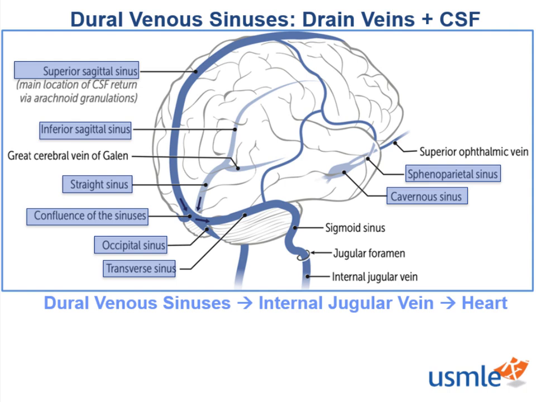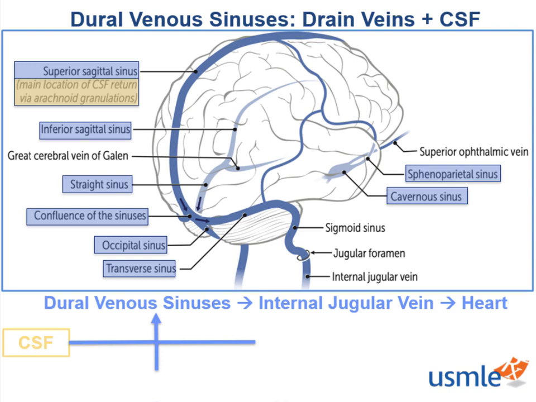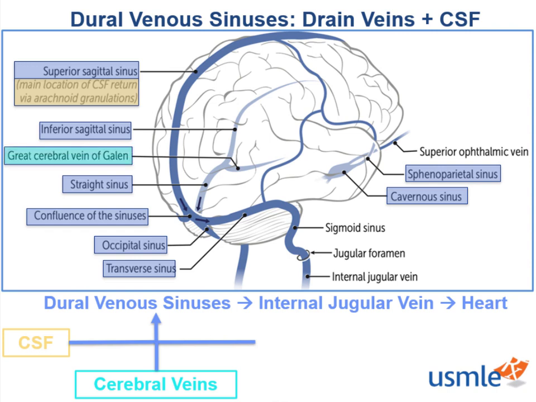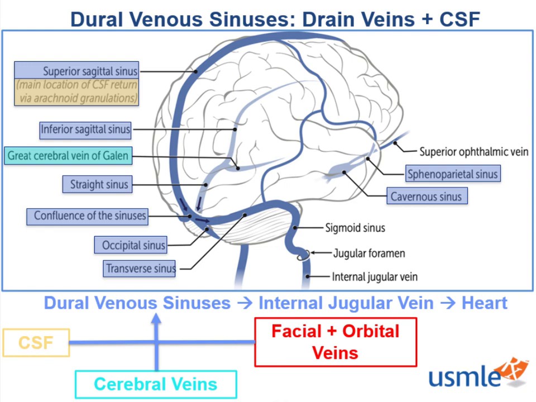Let me give you examples. CSF mainly flows into the dural venous sinus system via the superior sagittal sinus. I said this twice on purpose, friends. It's that high yield. Cerebral veins drain into the system through structures such as the great cerebral vein of Galen. Lastly, facial and orbital veins drain into the dural venous sinus system.